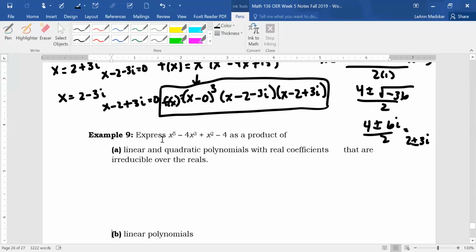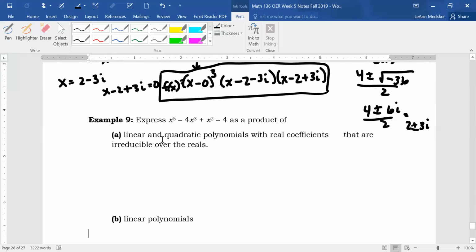Okay, let's talk about example 9, which is that we are going to be expressing the polynomial given as a product of linear and quadratics that have real coefficients and are irreducible over the reals. So in other words, it's okay to leave a quadratic in your final answer as long as it's not going to work by normal factoring. If it's going to solve using quadratic formula or completing the square, then we would want to use that when we do linear factors. So let's look at the first part.